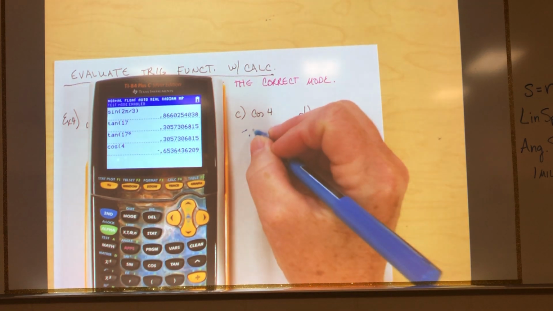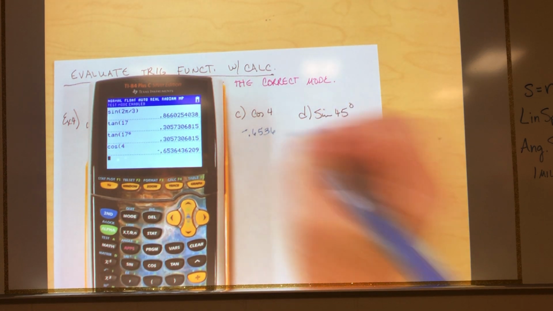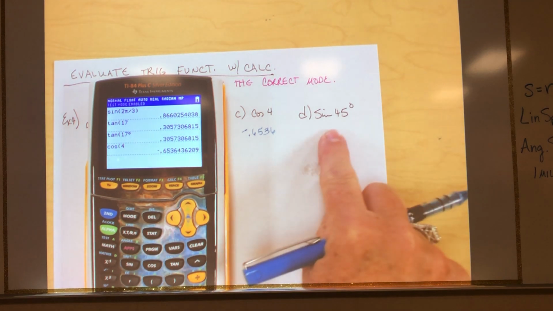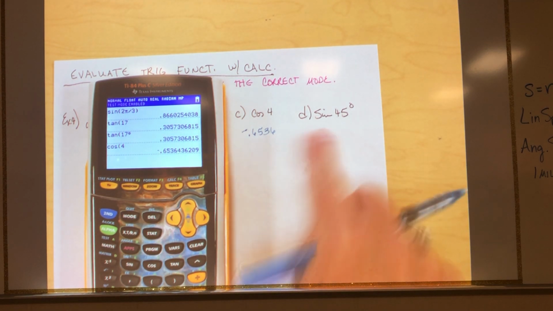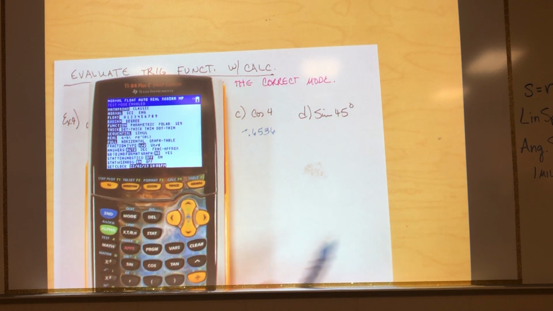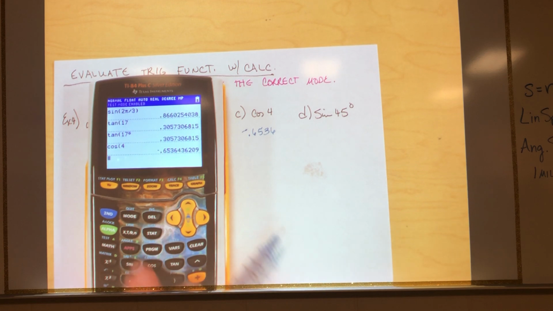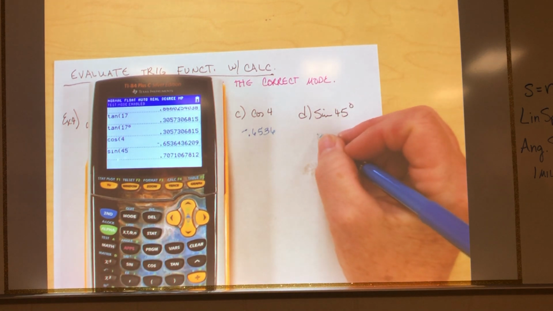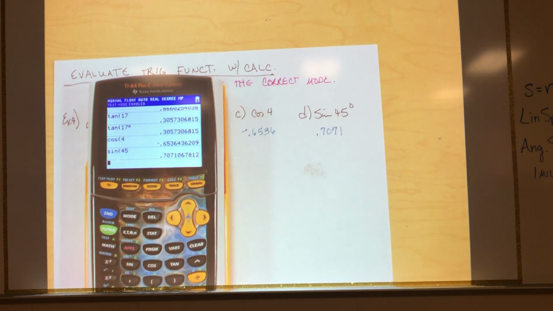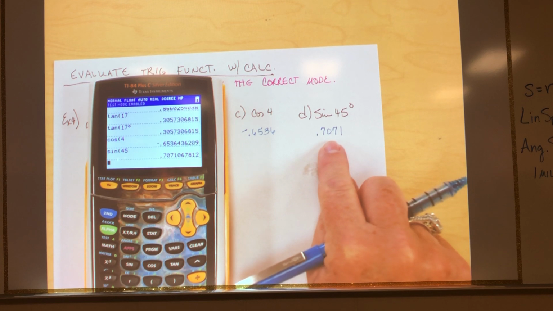Negative 0.6536. Okay, now what do I need to do? I'm going to go back to degrees. You can use the degree sign if you want to, that's perfectly fine. I'm going to go the sine of 45, and it's going to say 0.7071.